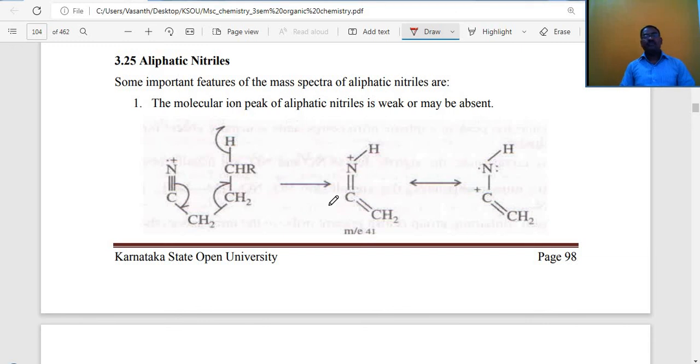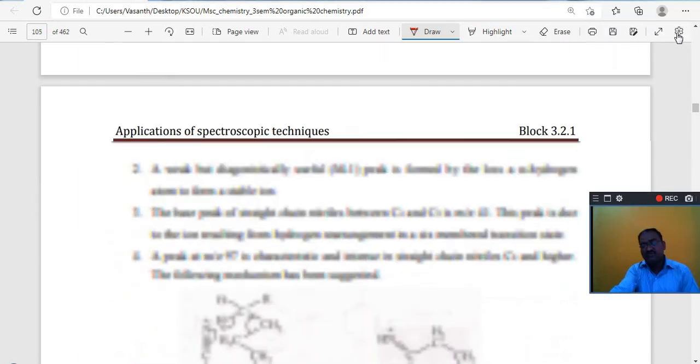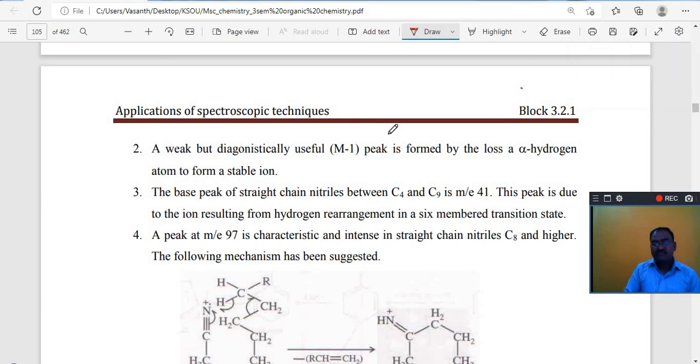In aliphatic nitrile molecules, some important features of the mass spectra of aliphatic nitriles. The molecular ion peak of an aliphatic nitrile is weak or may be absent. This is the cleavage of this, here NH, gaining of this proton. NH, see this one. By breaking this, what we are getting is NH, C, CH2, m/e is 41. A weak but diagnostically useful M-1 peak is formed by the loss of an alpha hydrogen atom to form a stable ion.